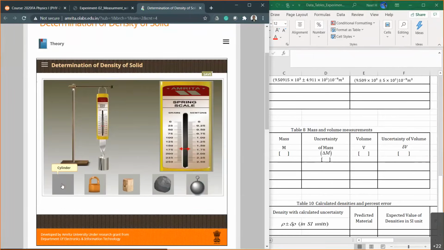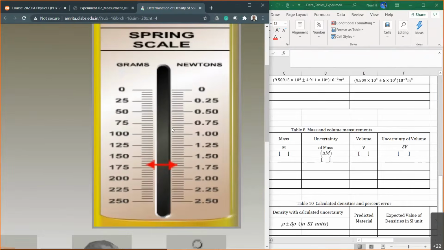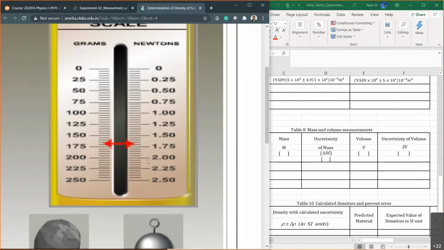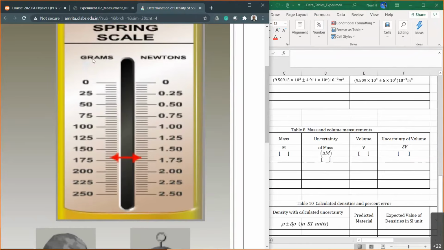Just click on that. It will go and hang on the spring balance. Then you can see a zoomed-in portion appear. So that is our scale. If you take a look at this scale, you will see grams on your left-hand side and newtons on your right-hand side. You know newton is the weight, mass times the gravitational acceleration. That is not the unit we are interested in. We are interested in the real mass of the object, that is gram here.